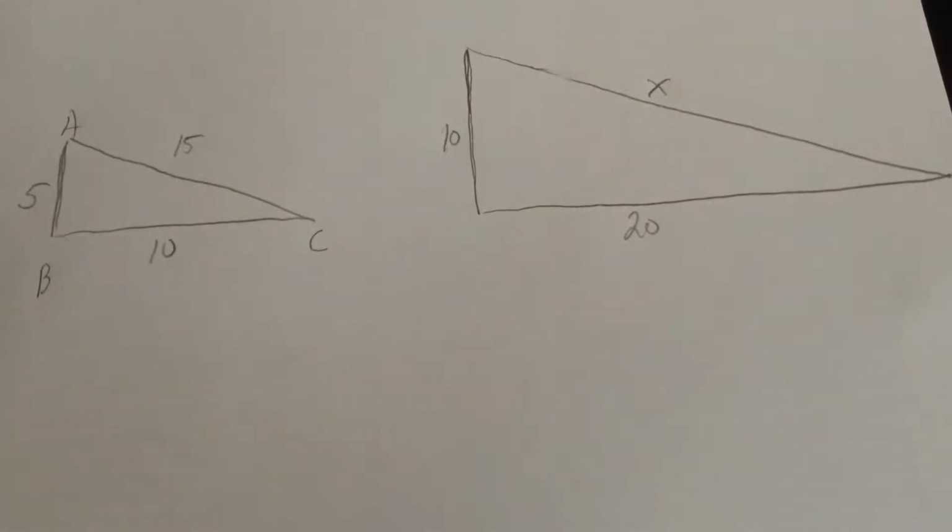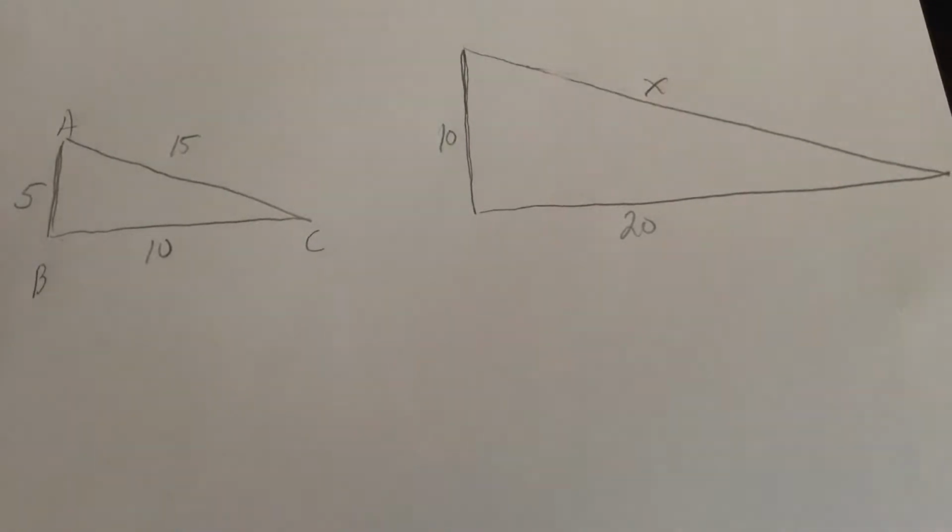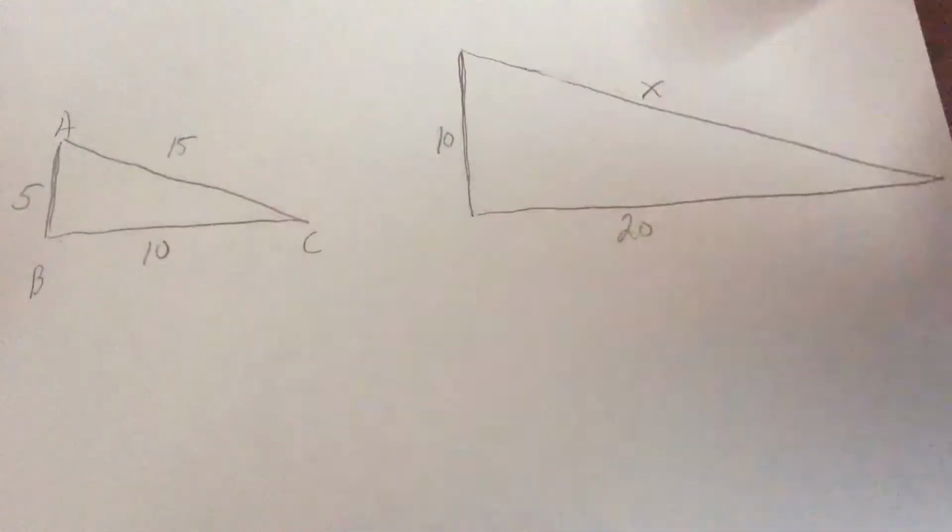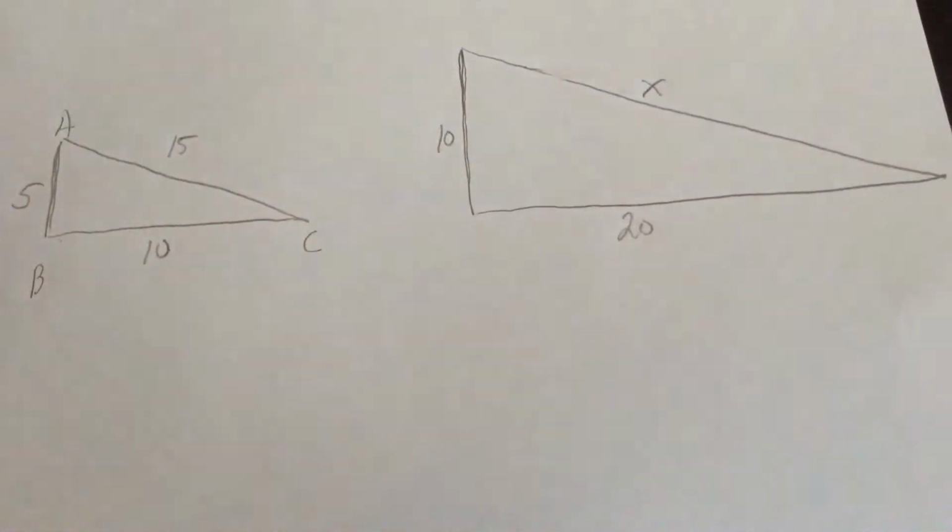Okay, these problems are asking you to use similar figures to find missing measurements. Alright, in the first one, I have two similar triangles, 5 by 15 by 10, 10 by x by 20. Okay?